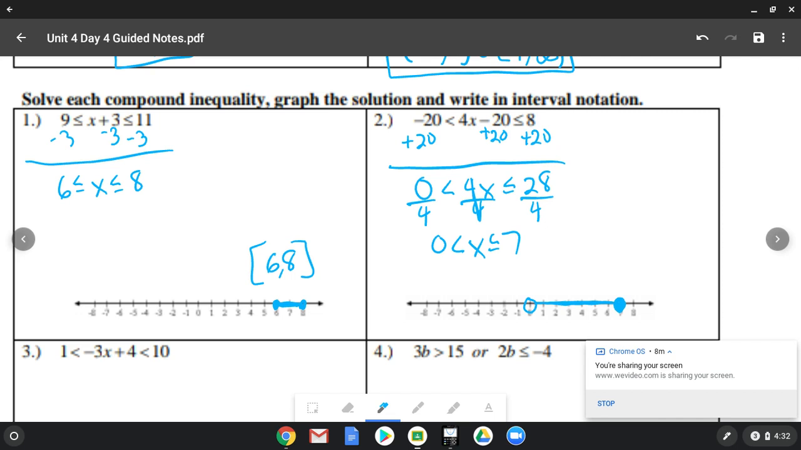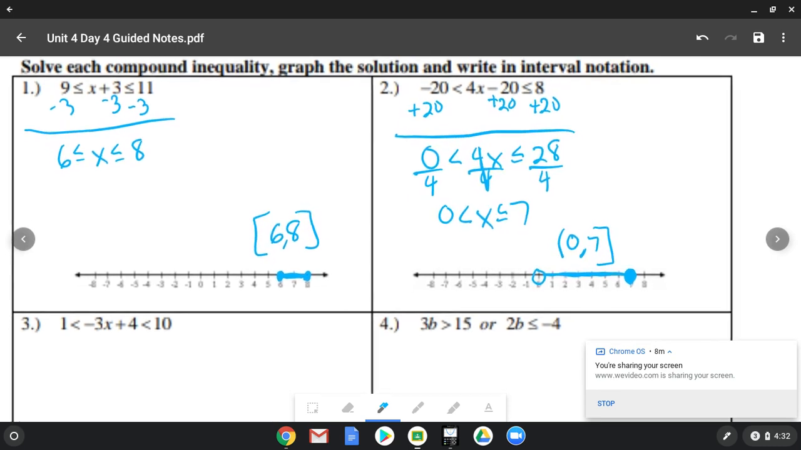So that's where I'm going to shade. And then 0, 7 are my 2 numbers. I have a parenthesis at 0 because it's an open circle, and a bracket at 7 because that's a closed circle. So that's 1 and 2. Pause it if you need more time here to look at that.